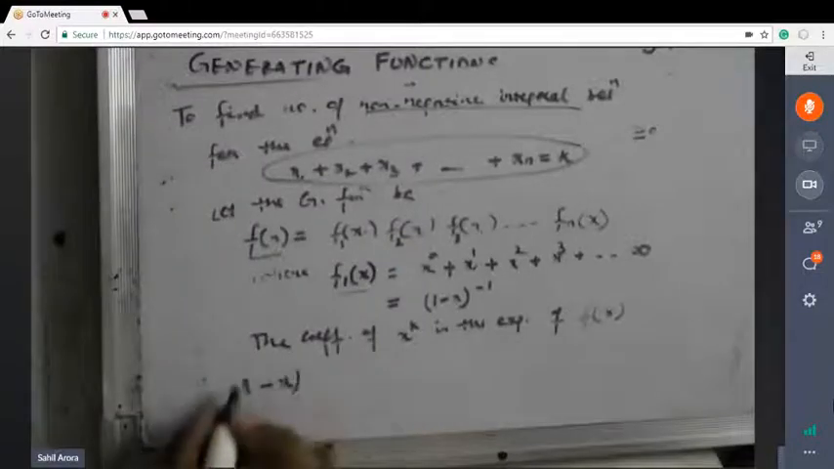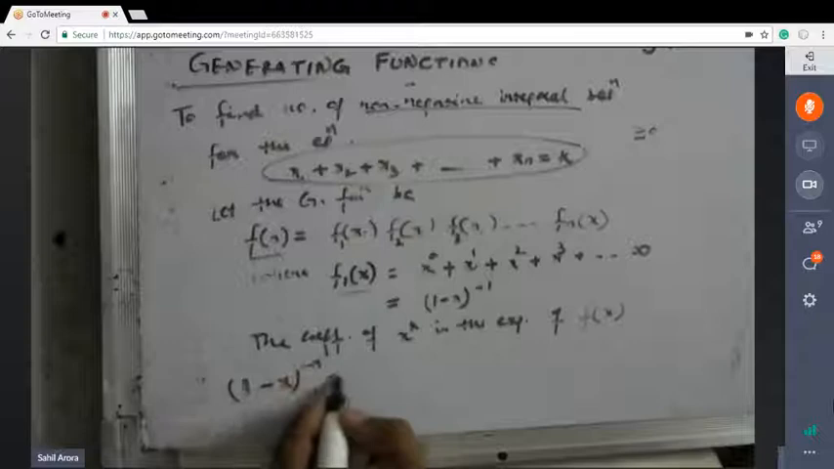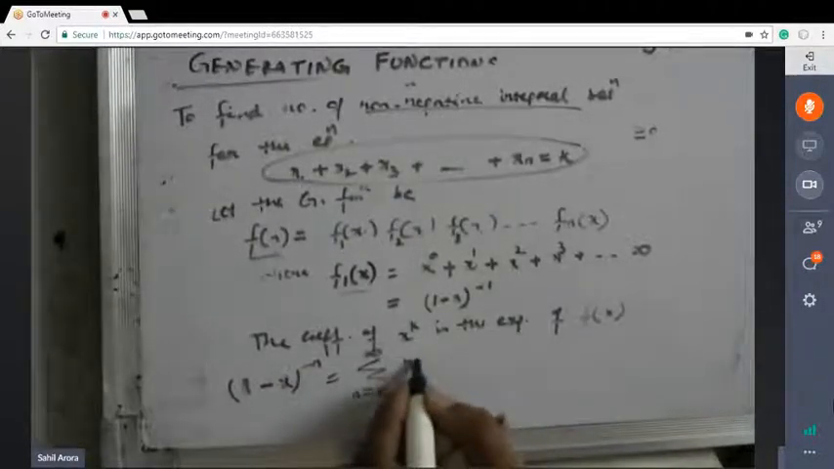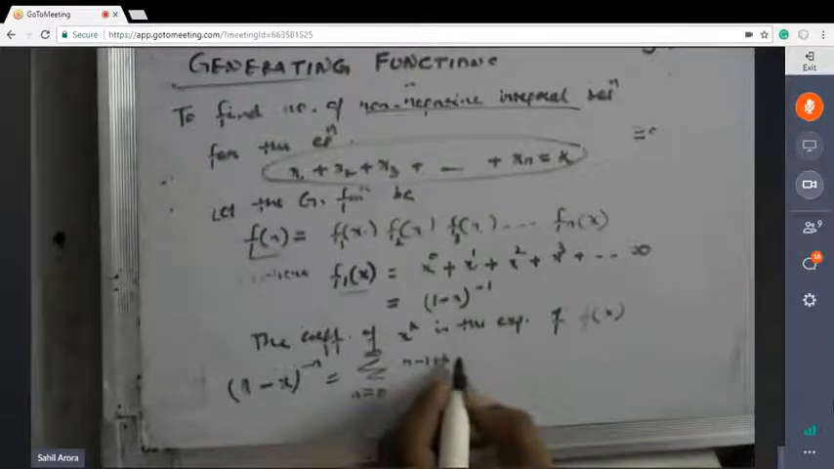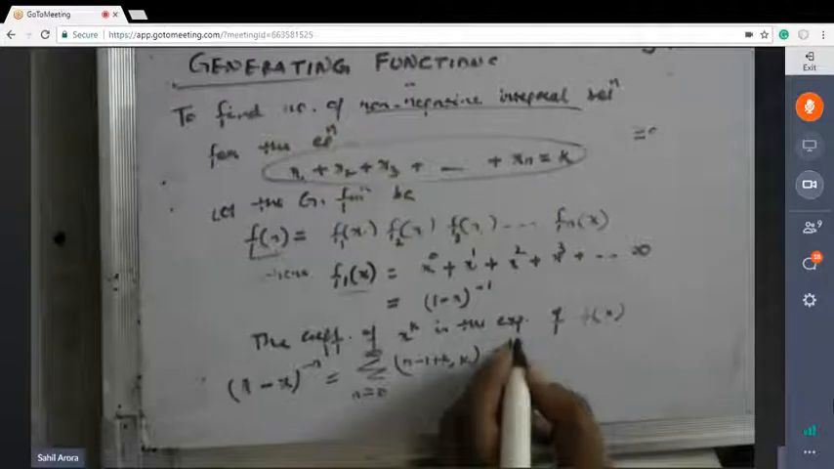1 minus x whole power minus n. We already know that the expansion of 1 minus x whole power minus n is nothing but summation going from k equal to 0 to infinite of n minus 1 plus k C k times x power k.